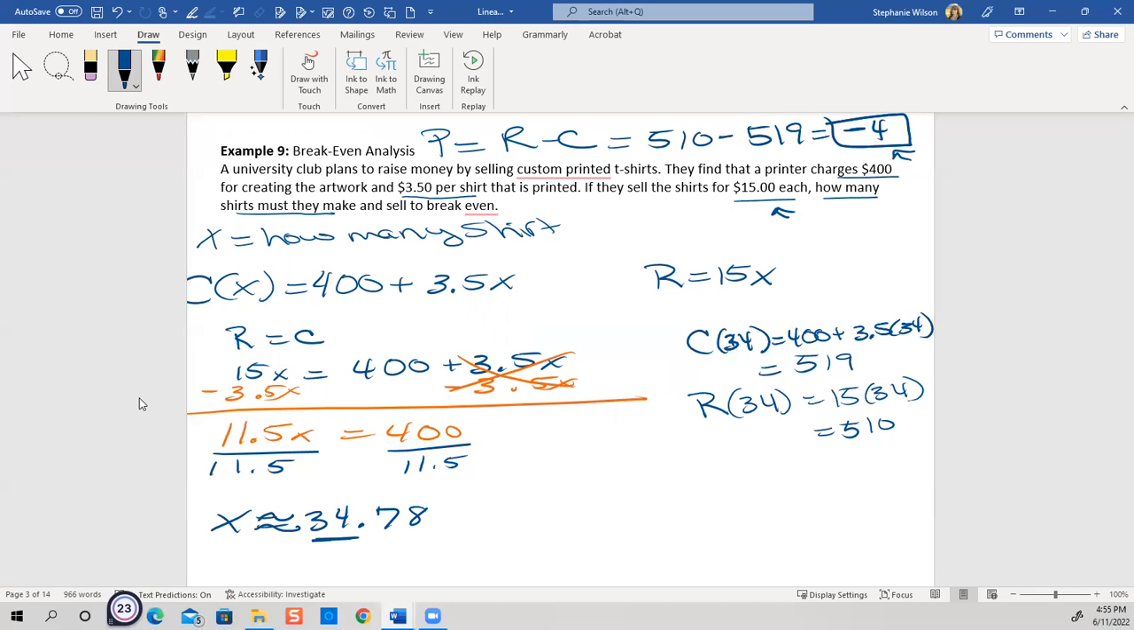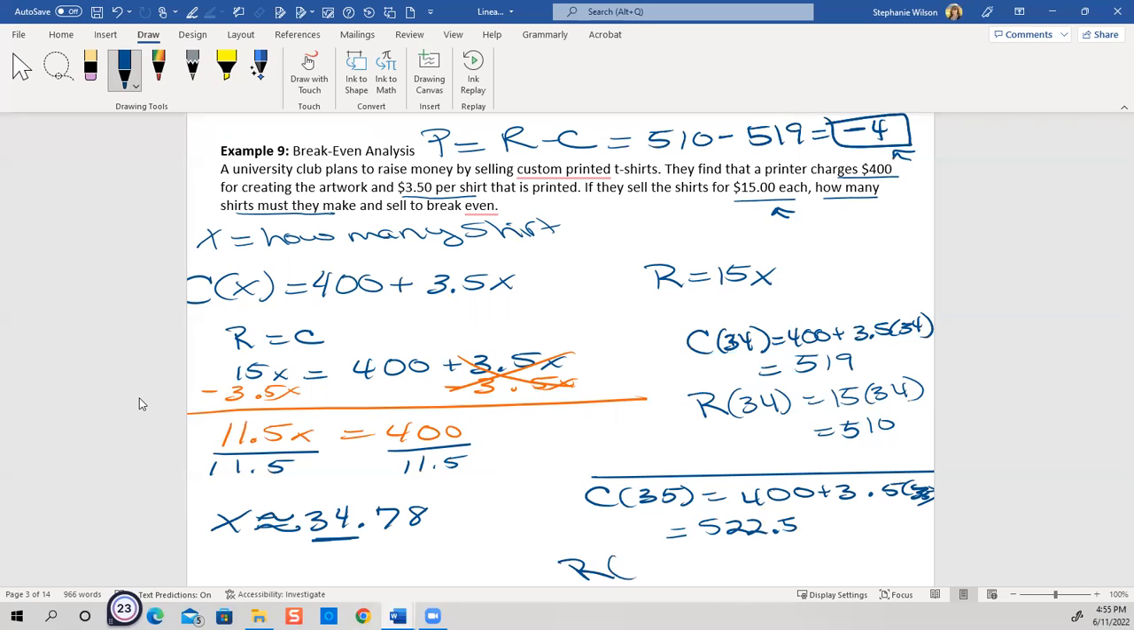So why not go up to 35? Let's check. What if I made 35 shirts, or I sold 35? Okay, so double check our math. Make sure what I got here on the paper is what I agree to. And yes, it is. I get 522.5. Let's plug it into my revenue. And we get 15 times that, 35.